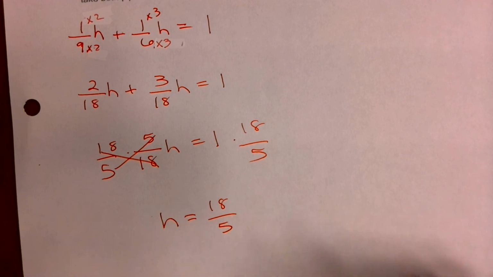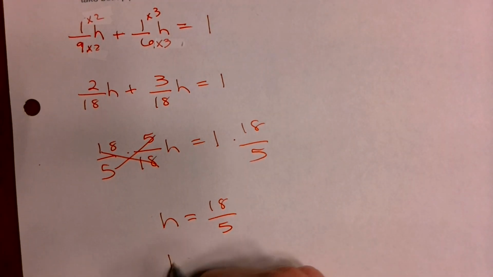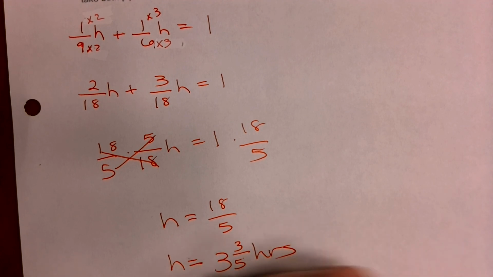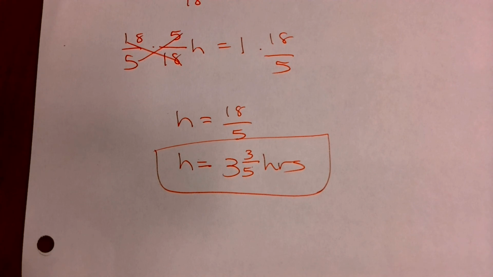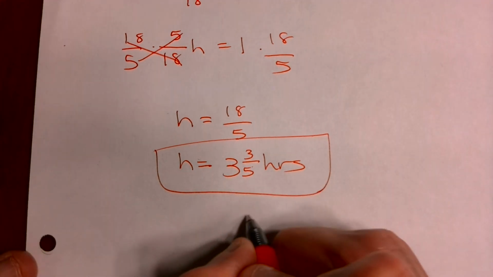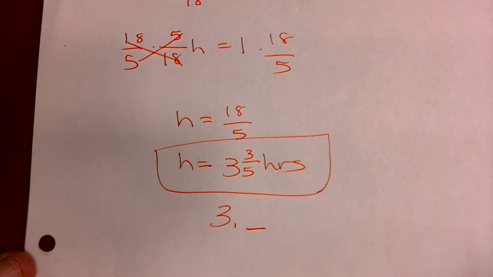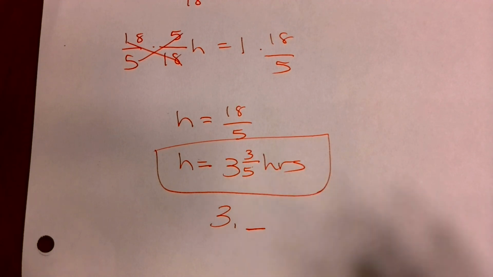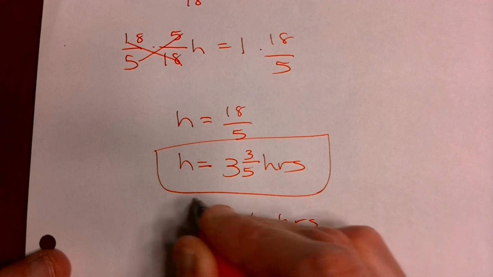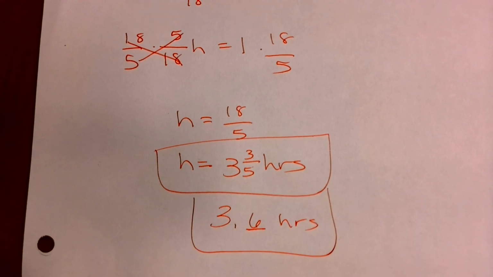And then to get the h alone, I multiply by 18 over 5. And then 5 into 18 goes 3 times with 3 left over. So 3 and 3/5, and what would that be as a decimal? Who knows that? First spot is tenths, right? This is in fifths. So how many tenths would this be? Good. Either is fine.